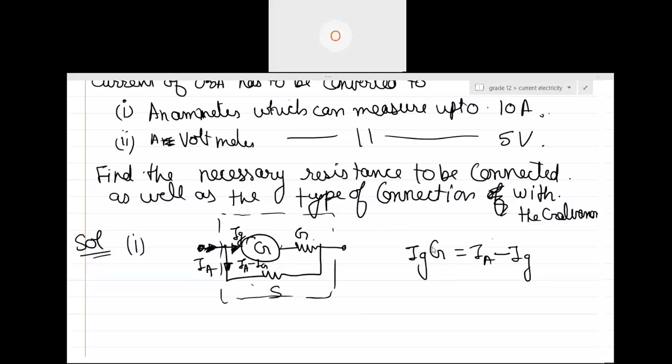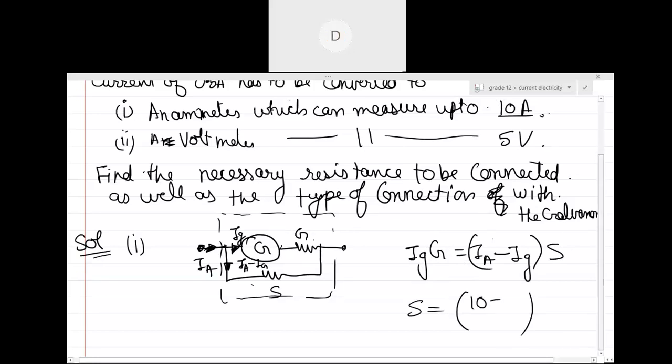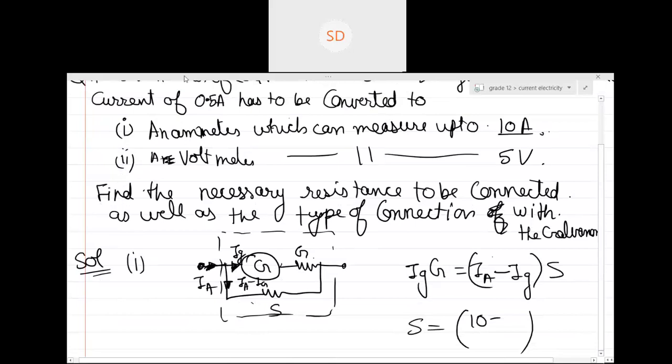So now see this particular thing. Ig into G will be equal to (Ia minus Ig) into S. So from here you can calculate the value of S. Now see, what is the Ia given to you? 10 ampere, right? Ia is given 10 ampere. So 10 minus Ig. What was Ig? 0.5 ampere. Can you see from here?